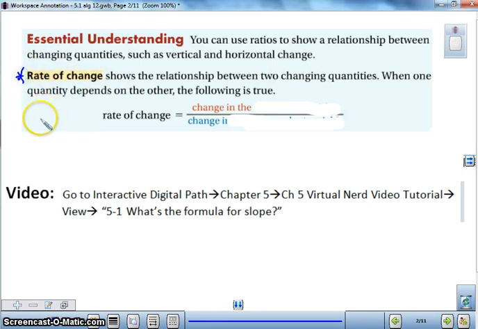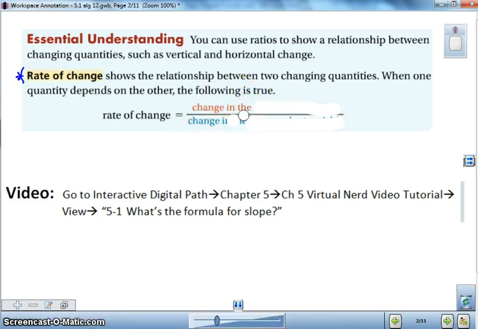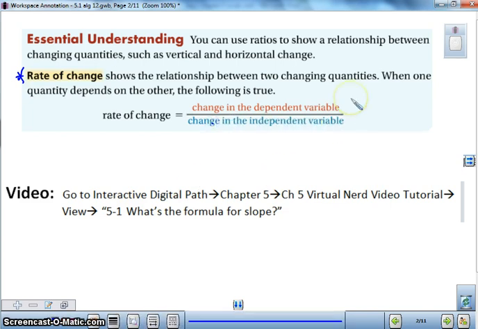Now, as you're looking, you should be in your notes, on page 1. Rate of change shows the relationship between two changing quantities when one quantity depends on the other. The following always is true. The rate of change, if you fill this in your notes, is going to be the change in the dependent variable divided by the change in our independent variable.